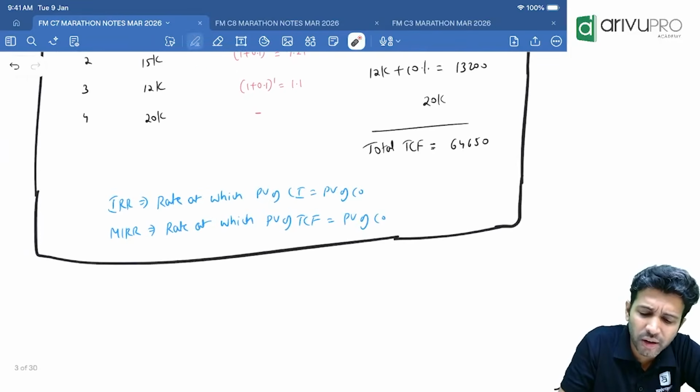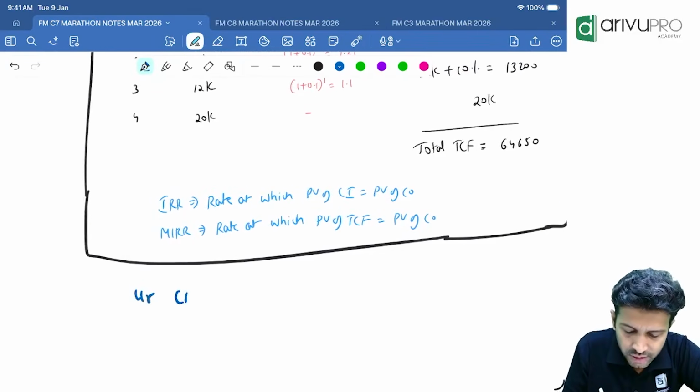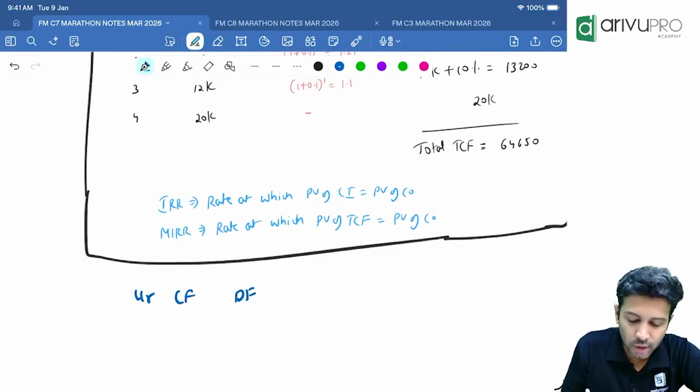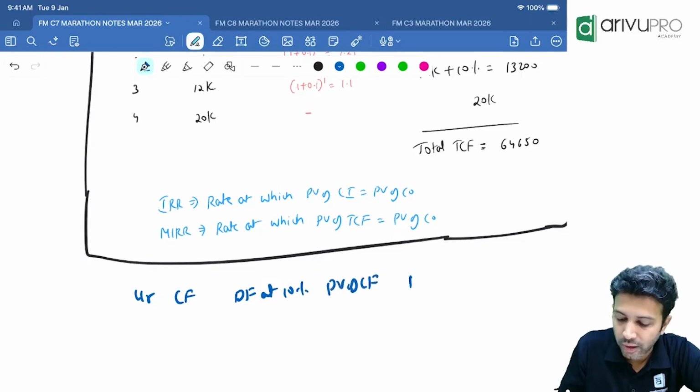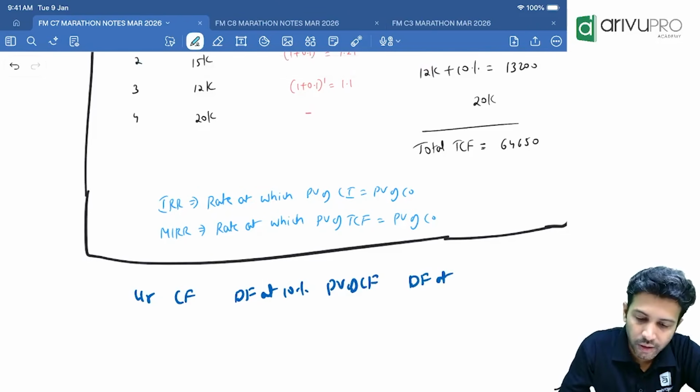You know this. Tell me, how do you calculate IRR? What are the columns you need? Year, cash flow, discount factor, one rate or two rates. Maybe first we can take it at 10%. Then present value of cash flow. One rate we have to assume or two rates. Okay. Now you don't need to copy this.